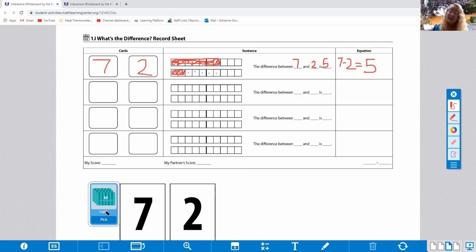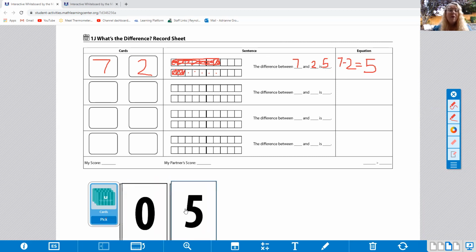Okay, now I play again. I choose 2 new cards. I got 0 and 5. So now I write that in, 0 and 5. And then I color it into the 10 frames. 5 and 0. So I don't have to color anything in the next one.